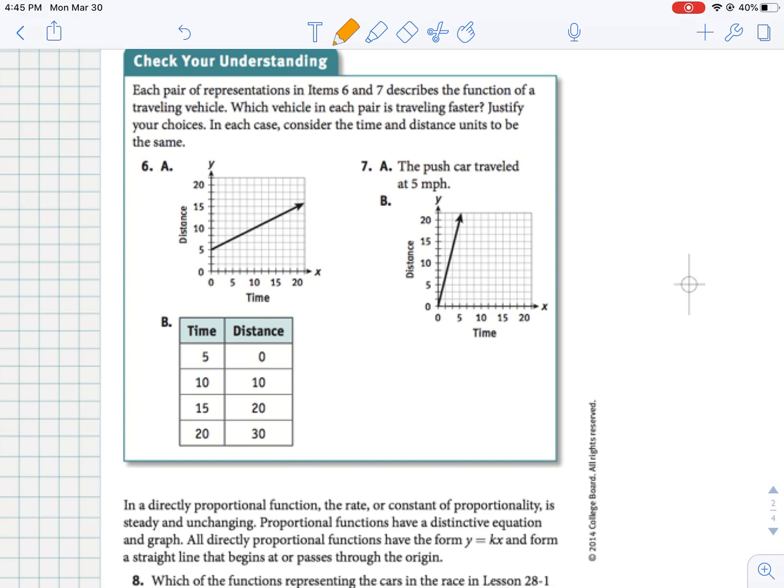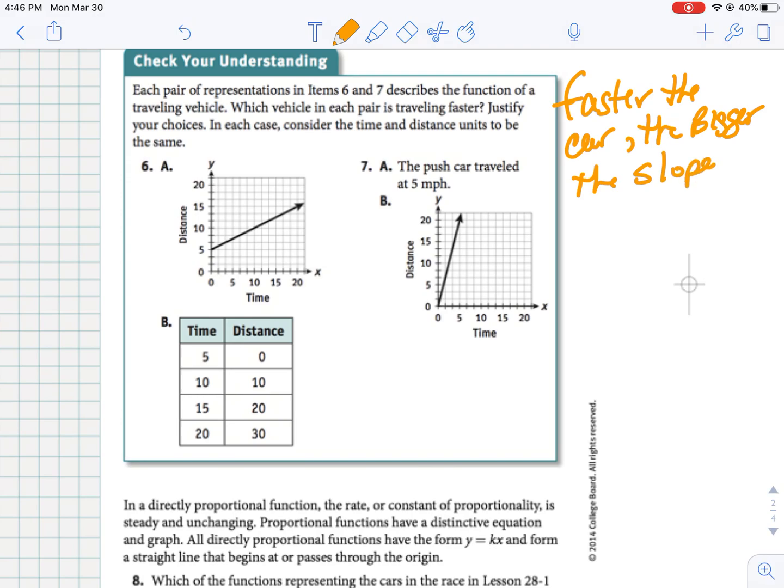And again, this was somewhat similar to what we did in section 28.1. It says each pair of representations in items 6 and 7 describe functions of a traveling vehicle. Which vehicle is traveling faster? Okay, so we know that the faster the vehicle, the faster the speed, the bigger the slope. So we just have to figure out the slopes of each of those, and once we do that, we just look for the larger of the two numbers.